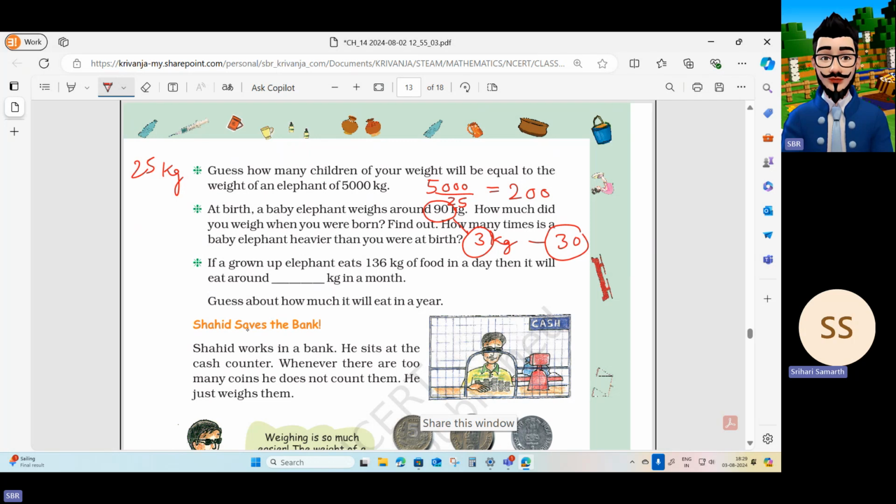Next. If a grown-up elephant eats 136 kg of food in a day, then it will eat around... That means we should do an approximation. That's okay. You can do it. Read it. How will you do it? How many days in a month? I told you before also, it's 30. Generally it's 30 days. When I say days in a month, it is 30 days. And if I specifically want to mention something, I'll mention 31 days or 28 days. When I say days in a month, it's always 30. 136 into 30.